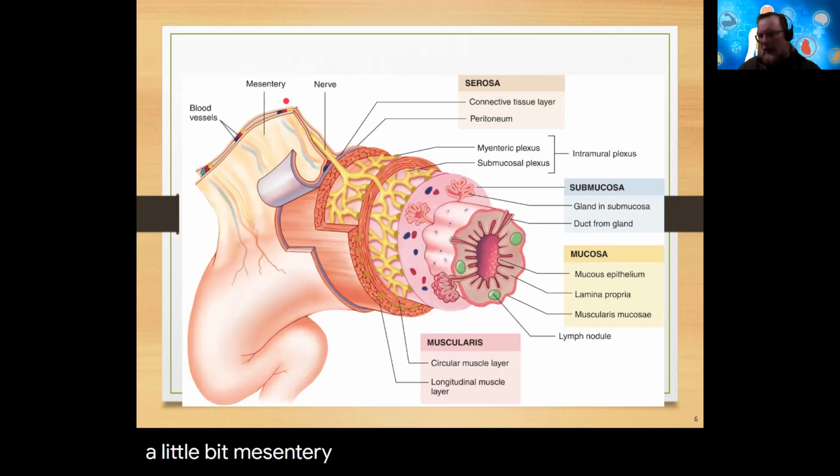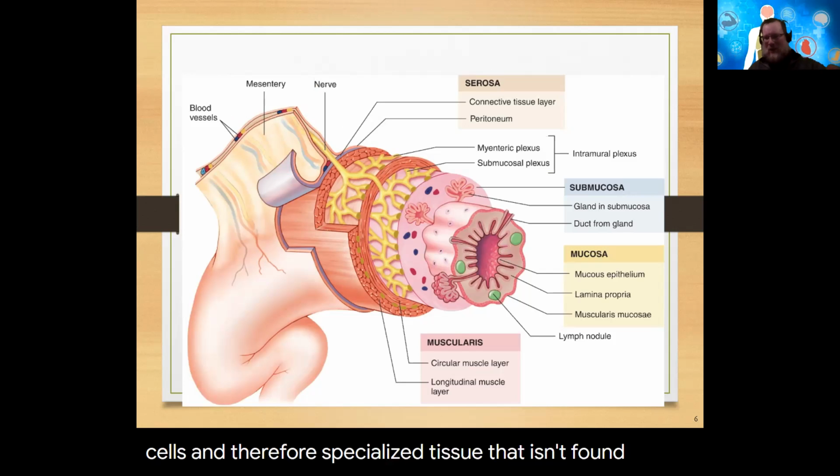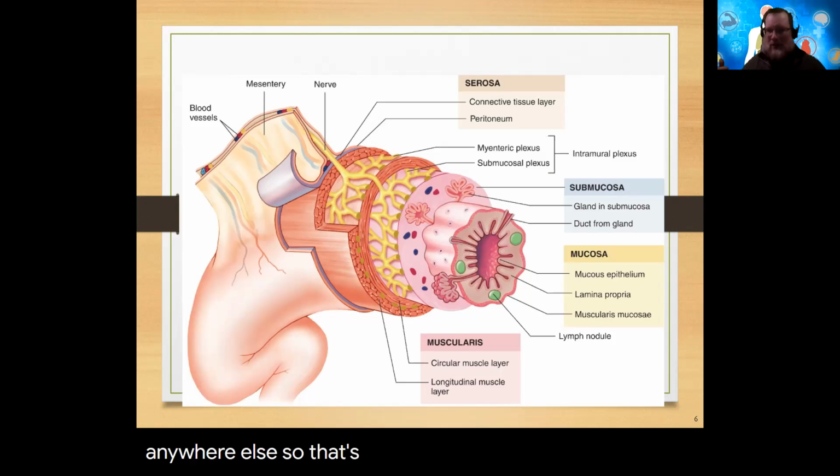Mesentery is the newest named organ. So it's kind of interesting: to be classified as an organ, you would have to have specialized cells and therefore specialized tissue that isn't found anywhere else. And this is just within the last couple of years. So we've known about mesentery forever. I mean, that's in the old days books, right? That's in even Gray's Anatomy and further back.